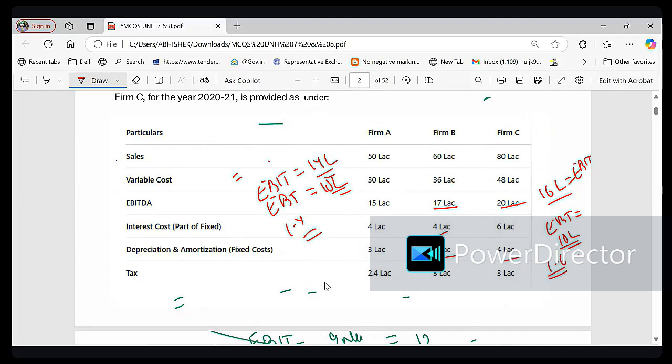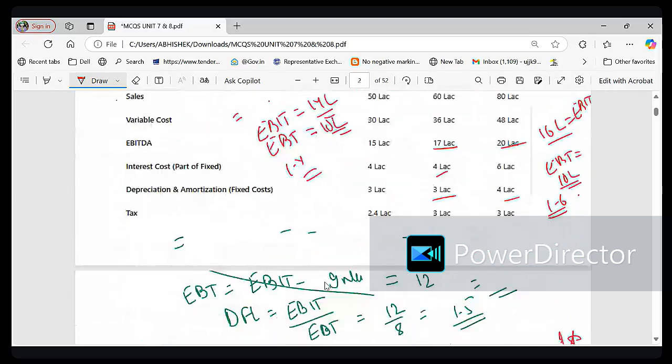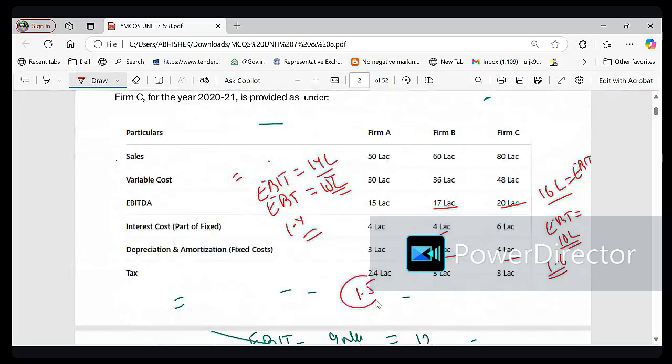So for Firm A, we have got how much? 1.5. So for Firm A, it is 1.5. For Firm B, it is 1.4. And for Firm C, it is 1.6. Now, can you tell me which one is having the highest? Yes. So option C is the correct answer. Firm C is having the highest, right? So 1.6 is the highest.